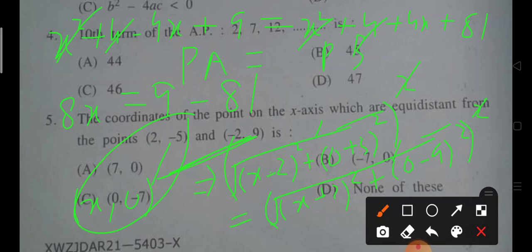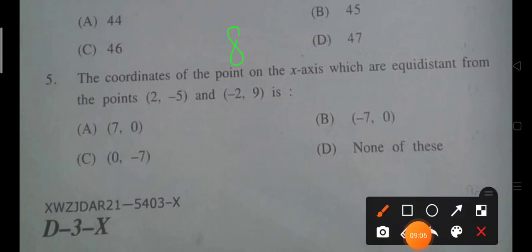Now, what is 9 minus 81? If we take 9 from 81, how much will it be? It will be 72. In fact, this is minus 72. So 8x is equal to minus 72. If you divide both sides by 8, it will be minus 9. So this means x is equal to minus 9.